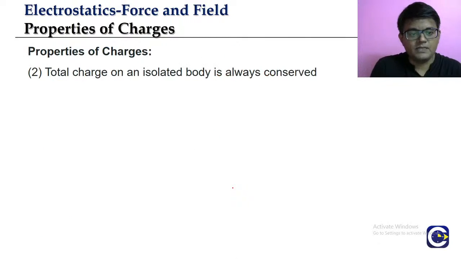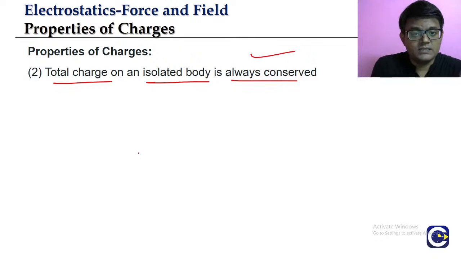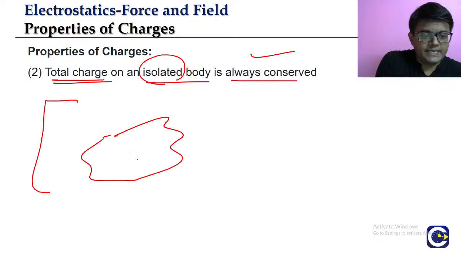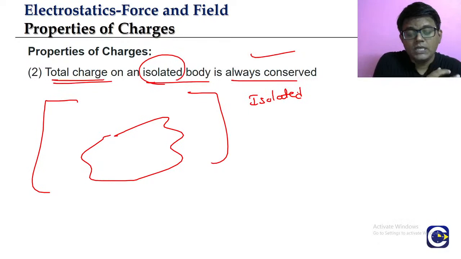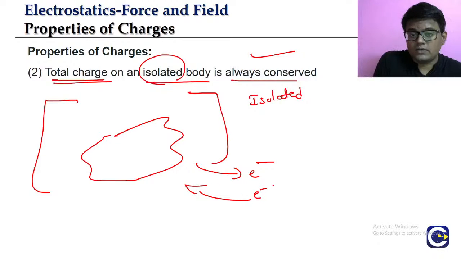The next property: the total charge on an isolated body will always be conserved. Conserved means something remains constant. Total charge of an isolated body. If an object is isolated, what does it mean? It is not going to come in contact with anything else. If it is not coming into contact with anything else, it will neither be able to lose electrons nor gain electrons, which means the total charge on the isolated object will always remain constant, or conserved. This is another important property of charges.